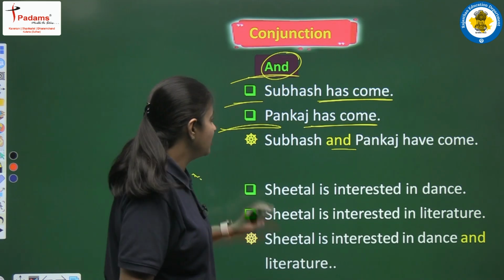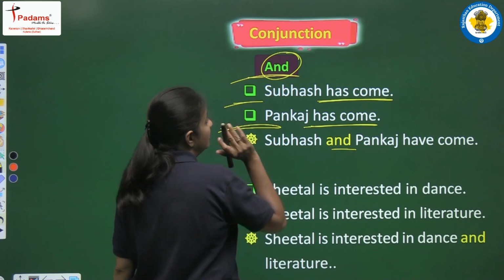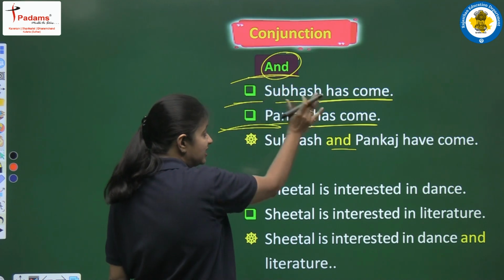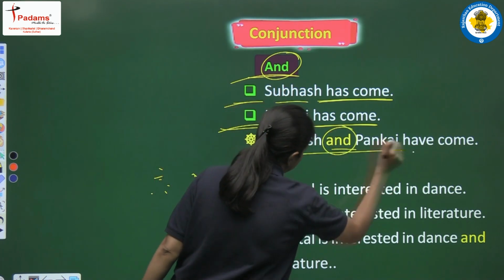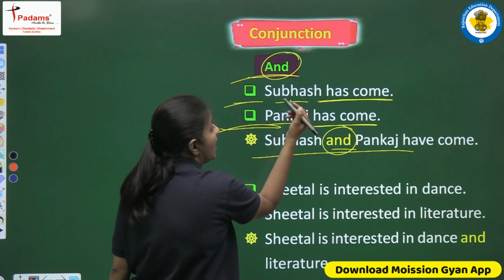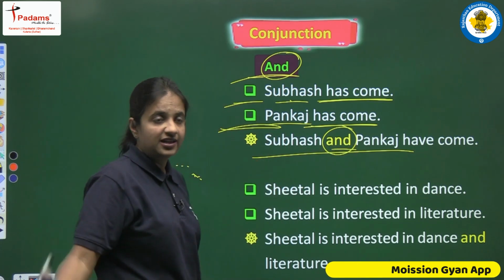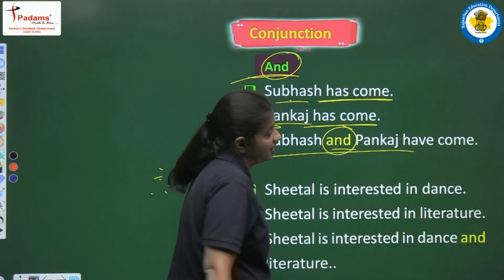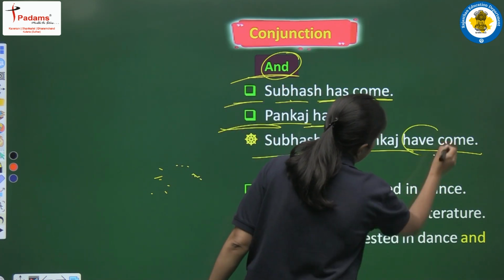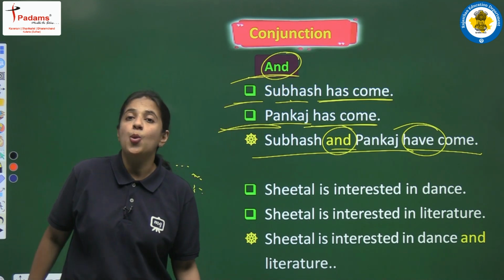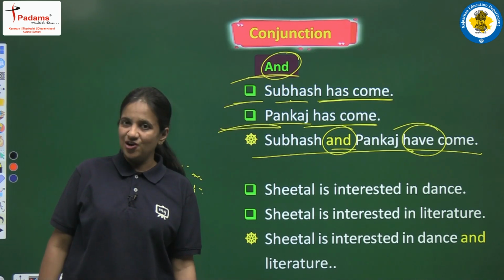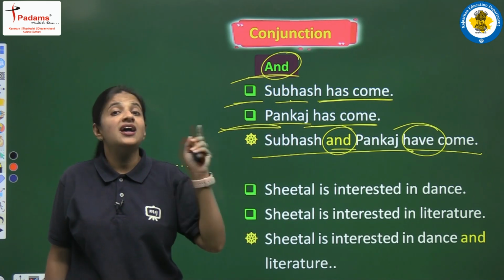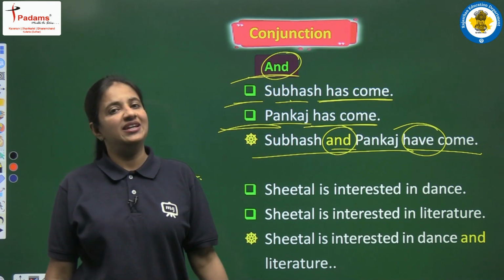Okay, so let's see how we can write what we are doing here. So we know that our subjects are different, so we have to connect the subjects using and. So we are writing Subhash and Pankaj. This thing is clear. Now here we are having has come, that is the common part, but here in the place of has we have to write have. Why? This is the question. I am sure that must be there in your mind. Why are we converting has to have? The answer to this question is very simple.